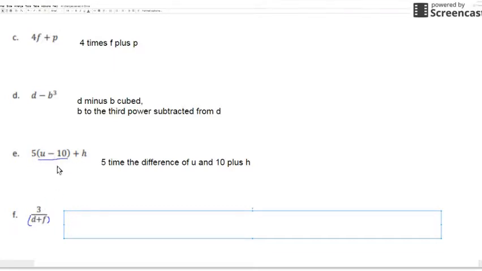Whenever you see these parentheses, you have to use the answer word for that operation. Since this is subtraction, we would use difference. Since this is addition, we would use sum. So we could say 3 divided by the sum of D and F.